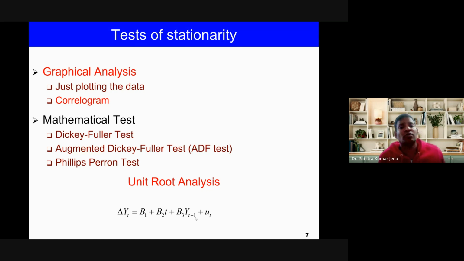Or also you have the VIF test, the variance inflation factor test. There is a formula: 1 / (1 - R squared), where R squared is the correlation coefficient. If the variance inflation factor is close to 1, then there is no multicollinearity. So either you do the VIF test, or the condition number, or the condition index. From that you can understand the multicollinearity, and then you can remove it.